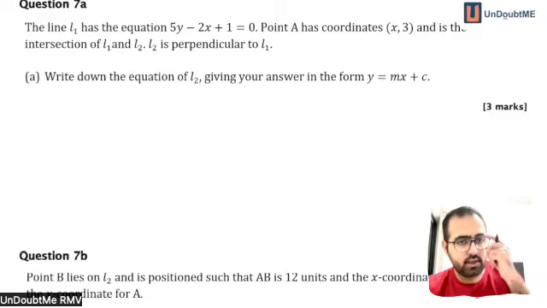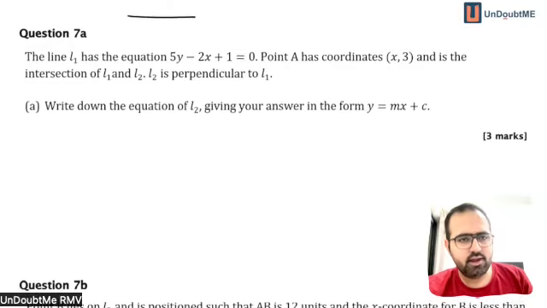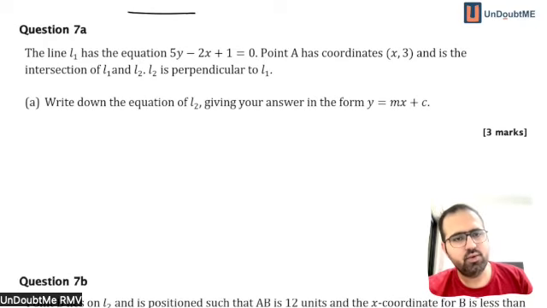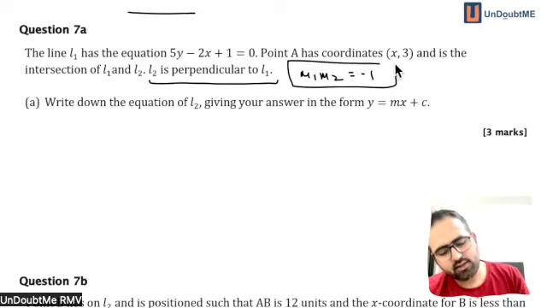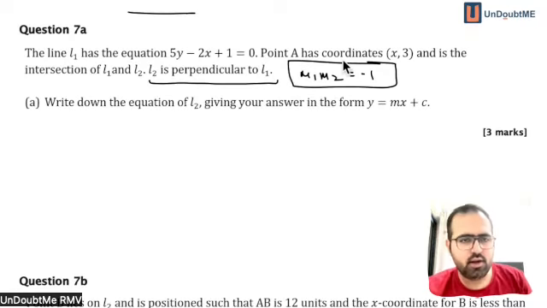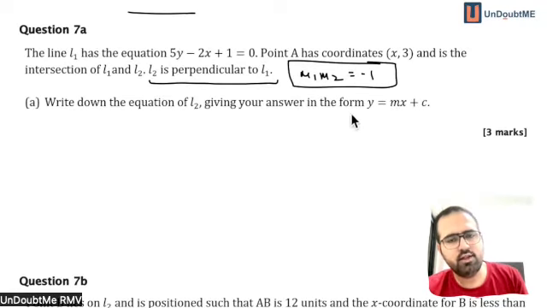Line L1 has the equation, point A has the coordinate, is the intersection of L1 and L2, and L1 is perpendicular to L2. Okay, whenever two lines are perpendicular, their gradients have this relation. This is what we are going to use. Write down the equation of L2, giving your answer in the form y is equal to mx plus c.